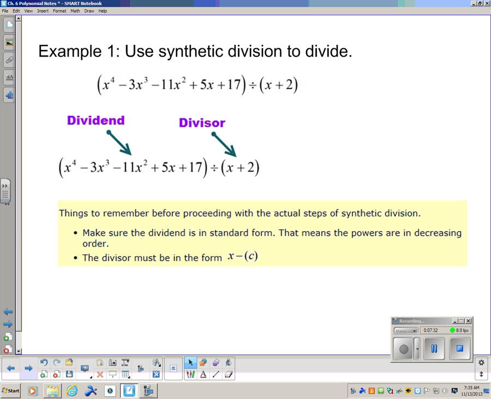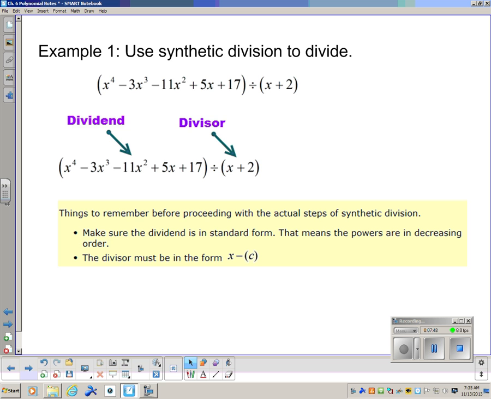So use synthetic division to divide. We got x to the fourth minus 3x to the third minus 11x squared plus 5x plus 17, all divided by x plus 2. So that first part that's inside the parentheses is called the dividend. The second part there that you're dividing by, that's called the divisor.